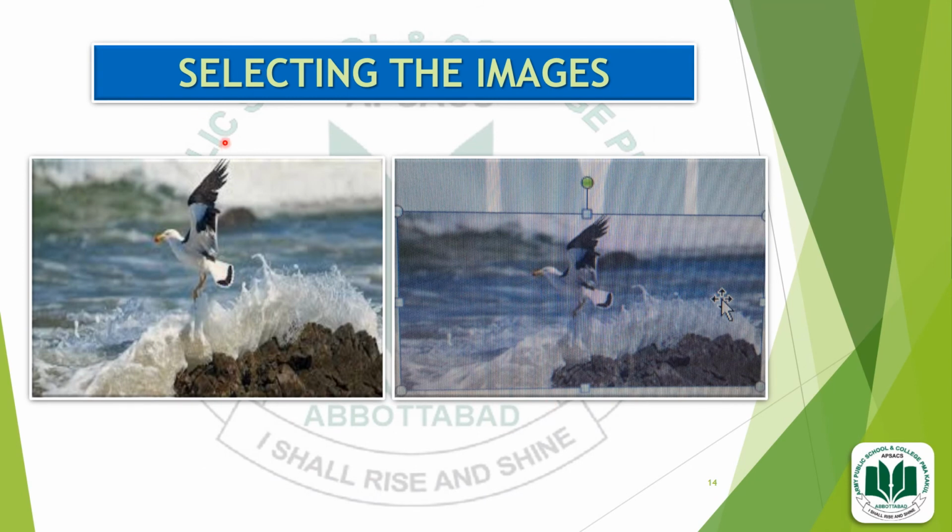Again, we are checking how to select the image. This is the image I have selected. When I selected it, this four-way arrow appeared, and this type of box appeared. Now I have selected this image for rotating it. Let's see how we will rotate this image.